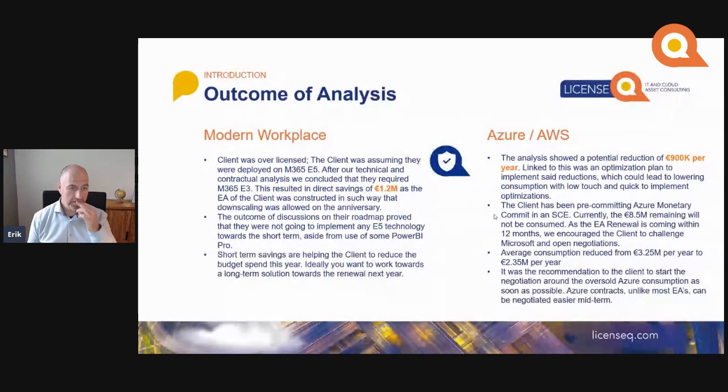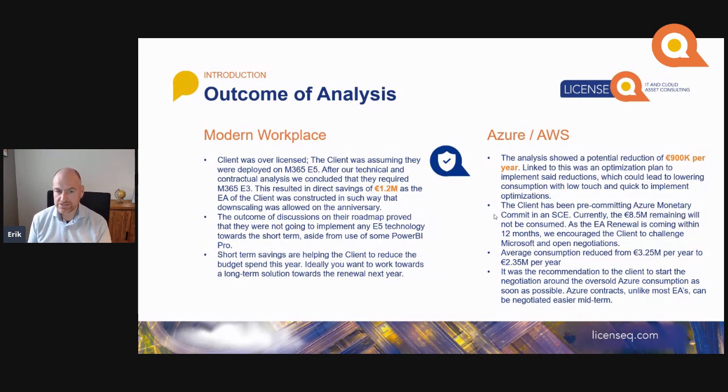Then a little bit more about the outcome of the analysis. The client was over licensed, so they were firmly believing that they would need to acquire the M365 E5 suite. And even until this day, the customer is still considering that they move fully to the M365 suite. They do see the value in it, but at this time they don't need it.